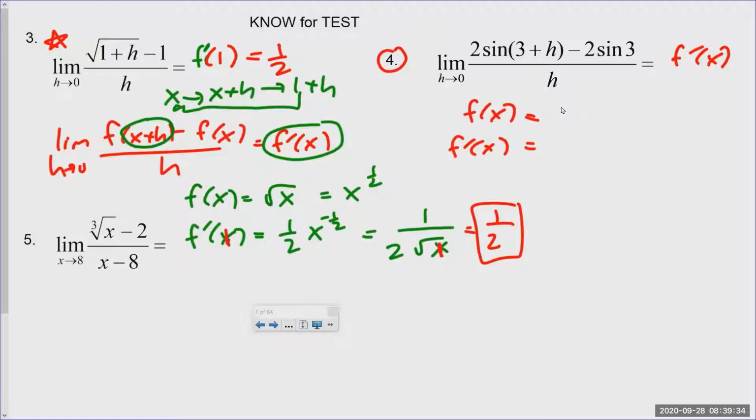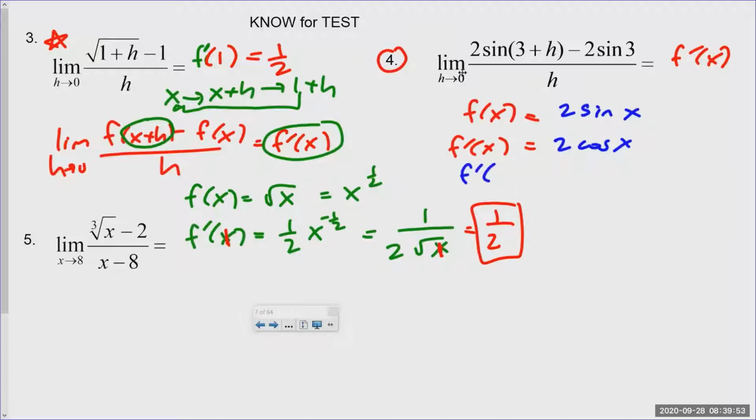Any idea? 2 sine x, yeah. You need to be able to pull out your f. Once you pull out your f, since you know the derivative of sine x, you can actually take the derivative now. And it's not just as easy as that, though. Everywhere there's an x, what do I need to put in?